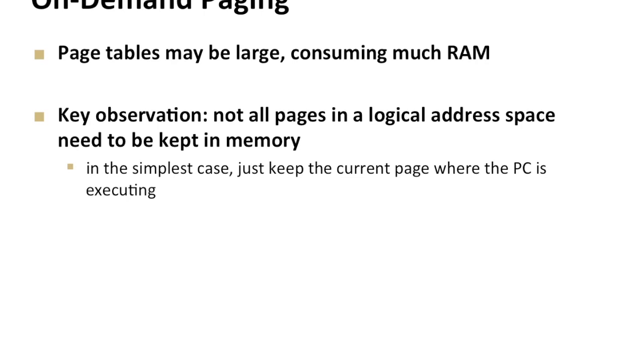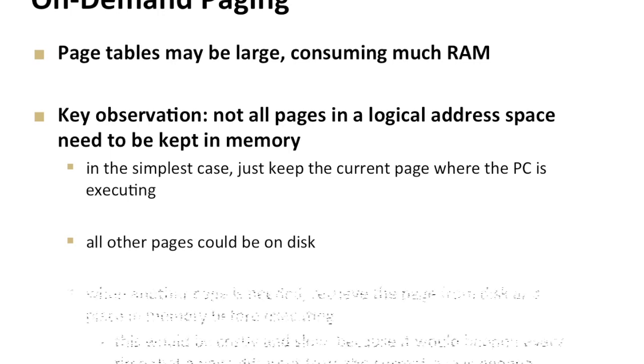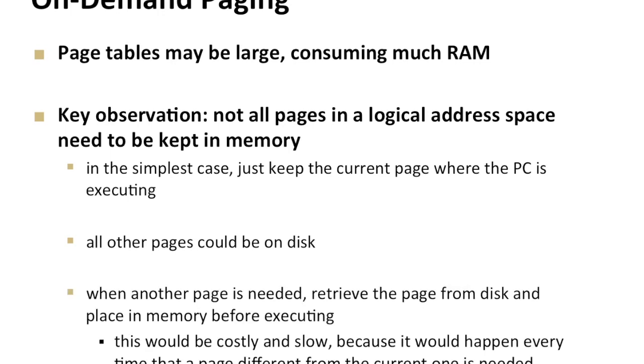In the simplest case, we could think about a program running, and while the program counter is within a page, that's the only page of the code we need. We could leave all the other pages on disk. We never even had to load them, which would also make things faster. If our code jumped out of the current page and that other page is needed, we could go retrieve that page from disk before executing. Now this would be slow because every time we switch pages we'd have to go and get a different one. So there's probably some ways that we can make this a little bit more efficient.